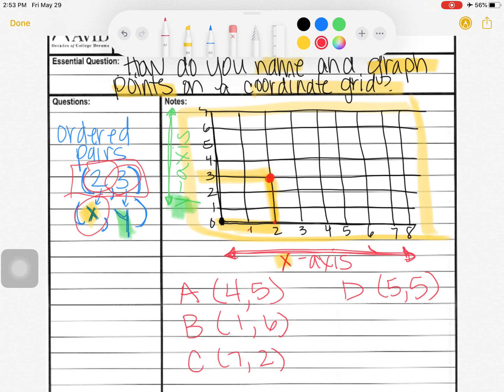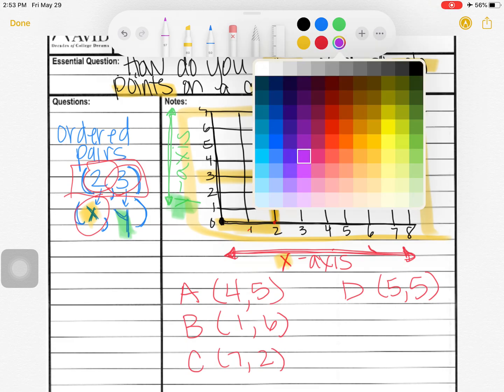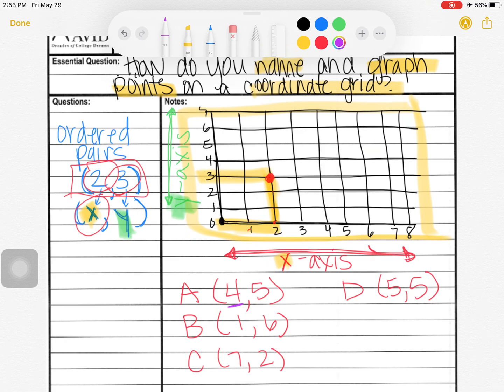So let's start with A. I'll get a different color here. A was 4 on the x-axis. Remember, the first one is always x, and the second one is y. So I go to 4 on the x-axis: 1, 2, there's the 4. And then I'm going to go up to the 5. If you just follow that line up until you see the 5, I see the 5 on the cross. So I just put my point right there where it intersects, where the 5 and the 4 intersect. And that dot we're going to name A.